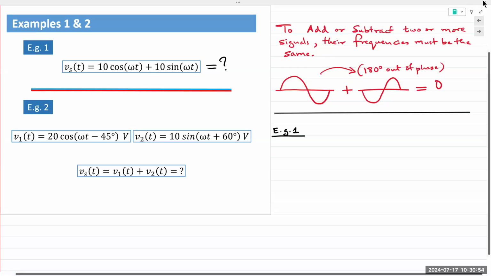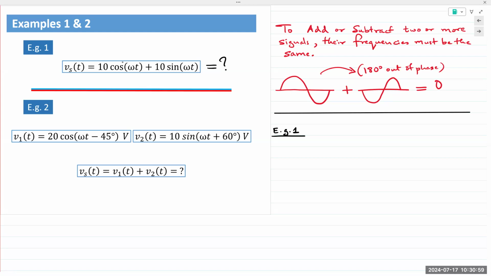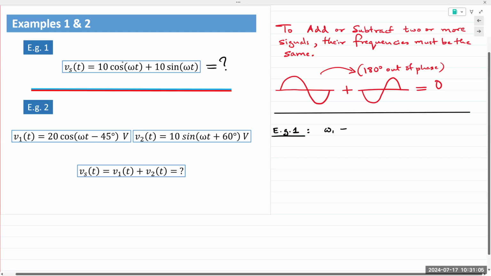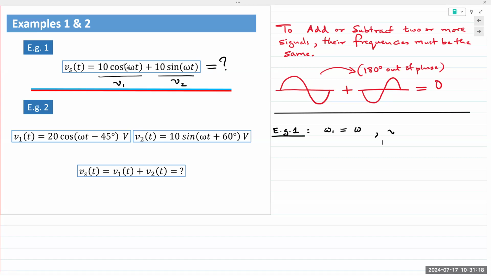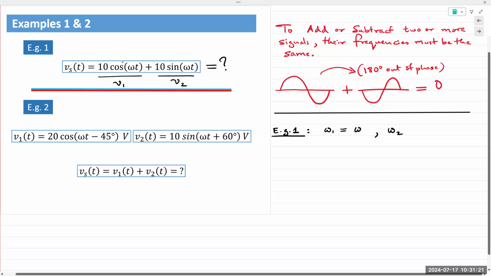We have noted that the frequencies have to be the same. So let's see what the frequencies are for Vs of t. Omega 1 for component 1, I'll say this is V1, and I'll say this is V2. For V1, frequency is simply omega. And for V2, frequency is omega. So they are the same, and we can proceed with the mathematical operation.